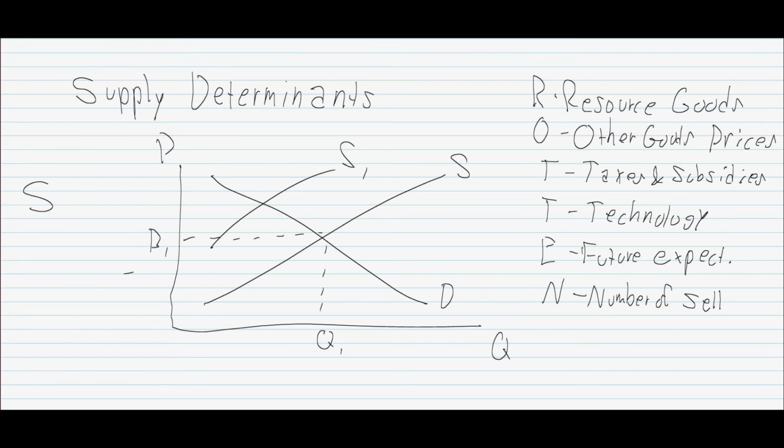Because think about it. If you have at S, you have three suppliers, and let's say they're all supplying 5 cars. Then at S1, you have fewer suppliers. Let's say you have 2 suppliers there, and they're all supplying 5 cars. So you went from having 15 cars supplied to 10 cars supplied. So there's your decrease in supply. Alright, so those are the determinants of supply and how it affects the supply and demand curve.